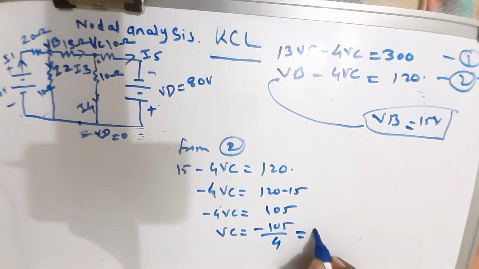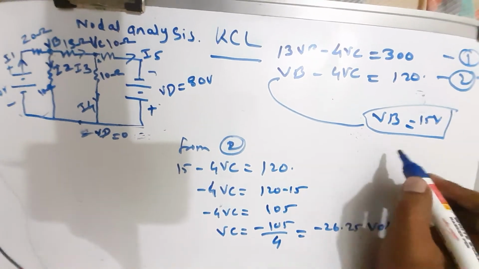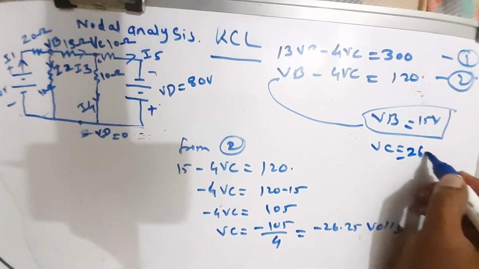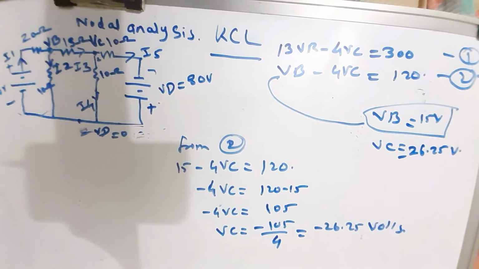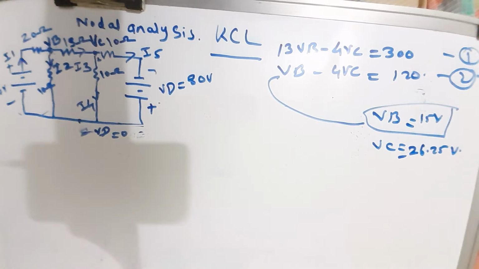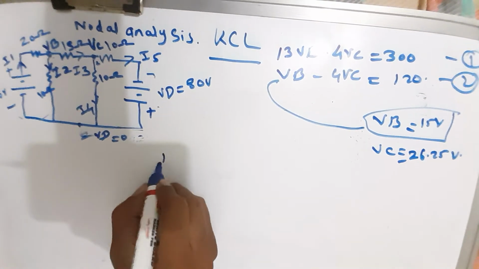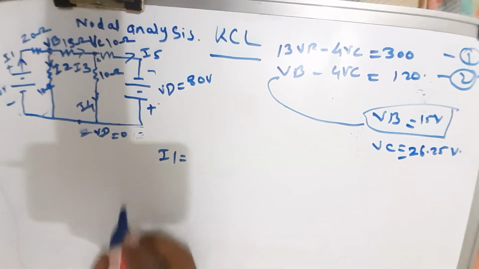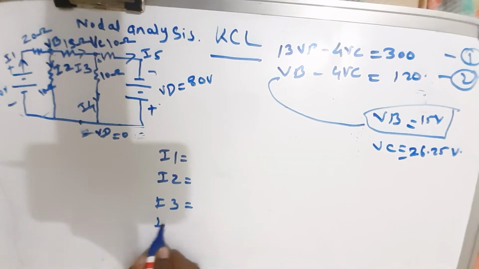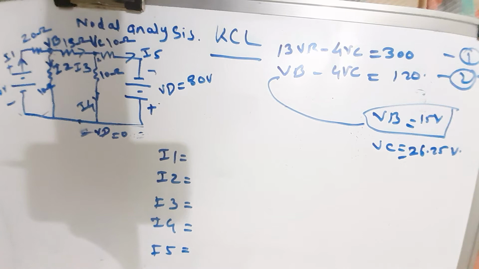That should come minus 26.25 volts. So VC equal to minus 26.25 volts. So here we will get the value. But what we will do, we have to find out the value of I1, I2, I3 and I4. So first again I will write down I1 equal to, I2 equal to, I3 equal to, I4 equal to and I5 equal to. Okay, these 5 currents are to be found.